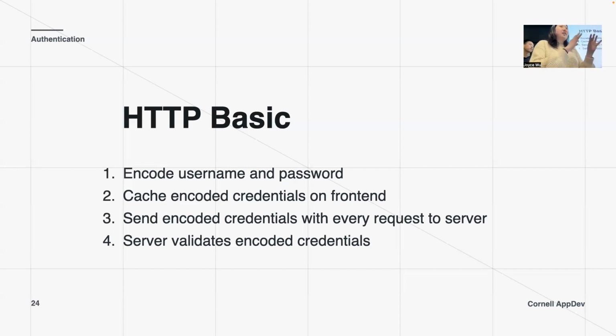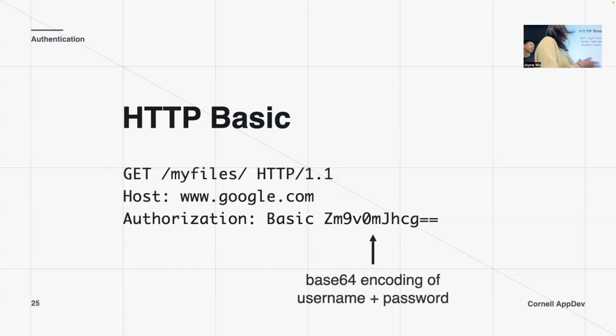And then you send these encoded credentials with every request to the server. And then the server validates the encoded credentials to make sure you are who you are and sends the data back if it's a success. And so basically this is an example of how HTTP basic works.